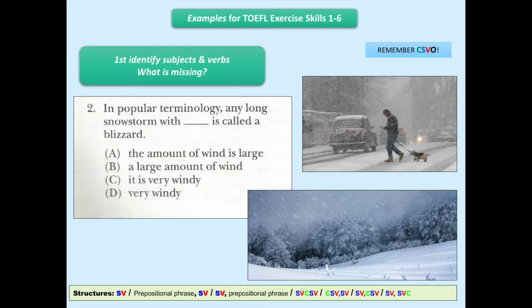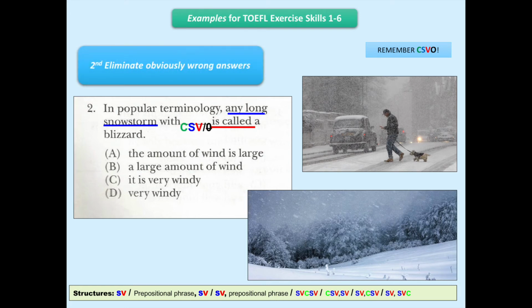Number 2. Let's identify any subjects and verbs. Here we have a subject, any long snowstorm, and a verb is called. So our answer needs to have a connector, subject, and verb, all three of those things, or something else. And look, here is a preposition right before the answer. So I think our answer will probably be the object of the preposition.